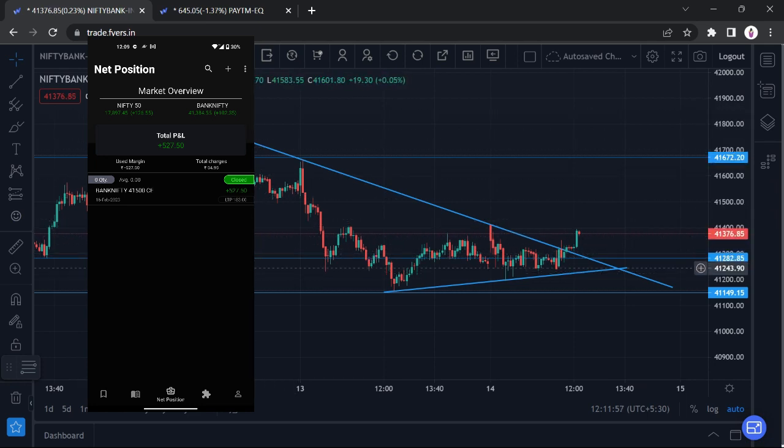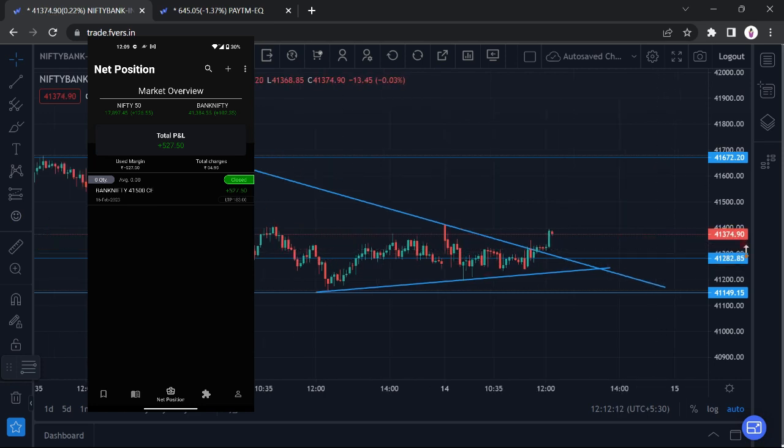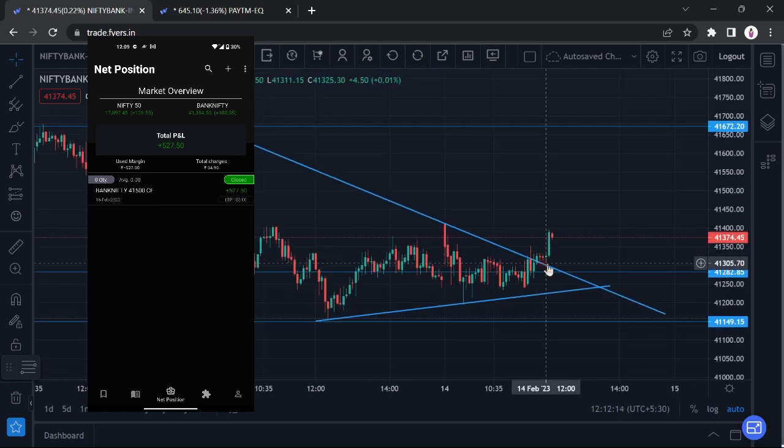You may think it's a small profit, but I have taken only a single quantity. That means the capital which I invested is around 4,000. As per that, this is around a 10% return in 2 or 3 minutes. It's around 5 minutes itself, because within a single candle I got the profit.